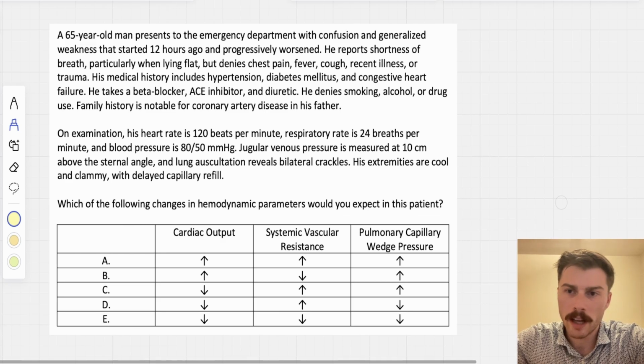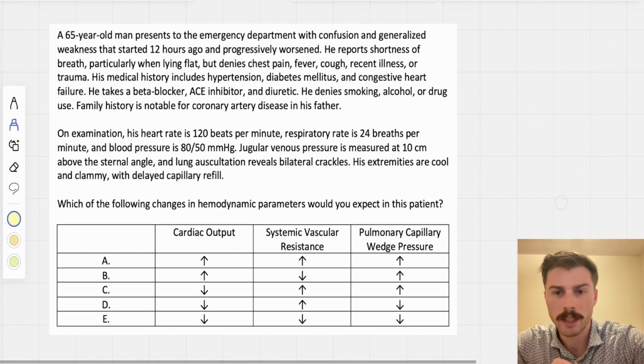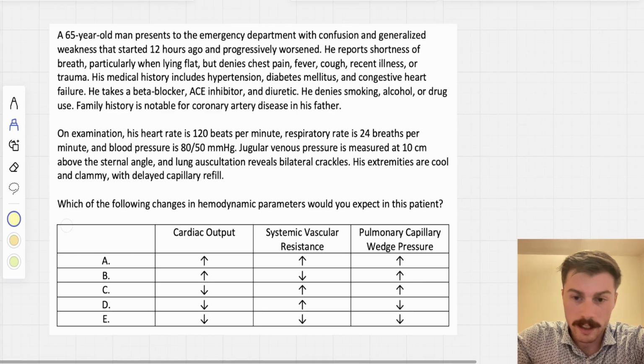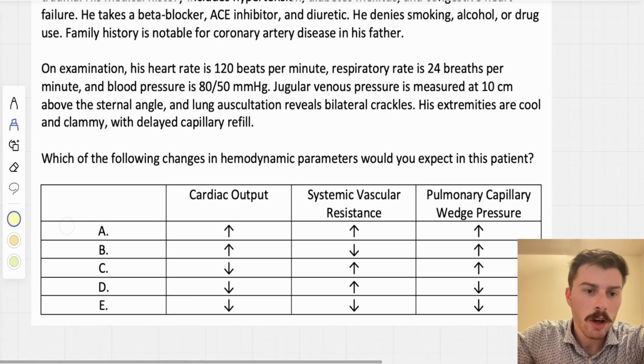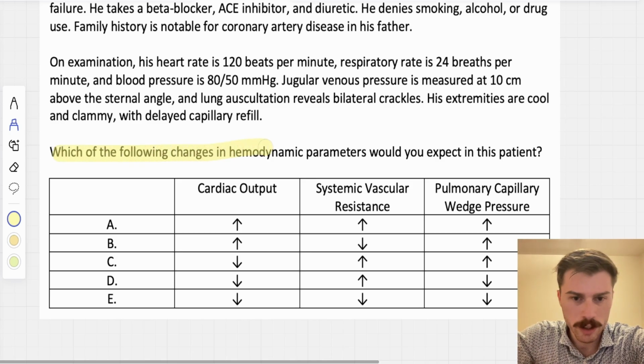Today we're going to talk about another question of the day for you. Go ahead and pause the video, read through this question, and unpause when you've got an answer. Okay, first thing we do whenever we're approaching questions, or at least what I do, free country, do whatever you want: I start with the last sentence, which is usually the question part. So which of the following changes in hemodynamic parameters would you expect in this patient?